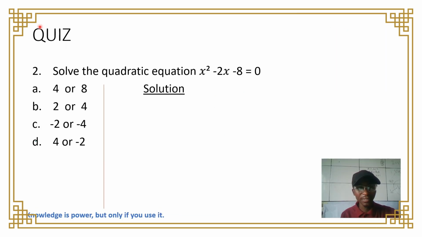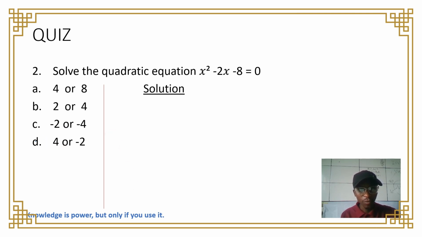All right, learners, let's now try the second question on the quiz. Solve the quadratic equation x squared minus 2x minus 8 equals 0. And we have the options. Option A, 4 or 8. Option B, 2 or 4. Option C, -2 or -4. Option D, 4 or -2.